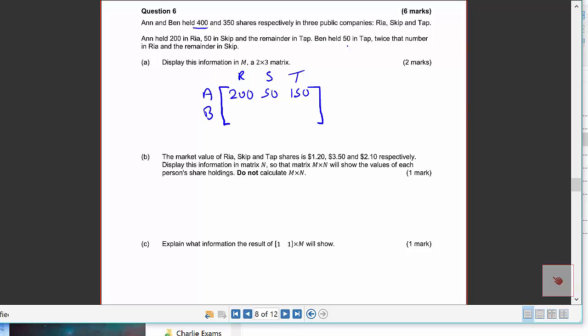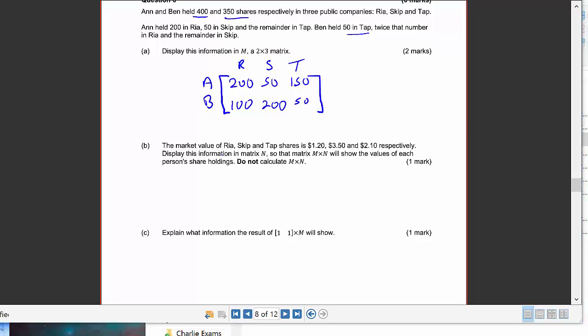Ben has 50 in TAP, twice that number in RIA, so twice 50 is 100, and the remainder in Skip. Now he's got 350 shares altogether, so that must mean he's got 200 just here.